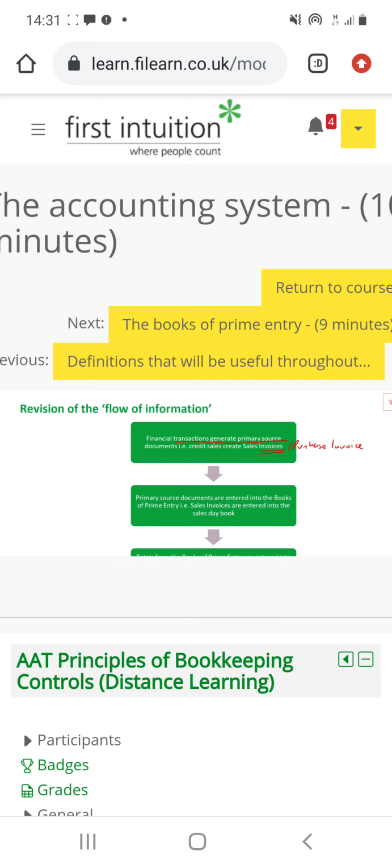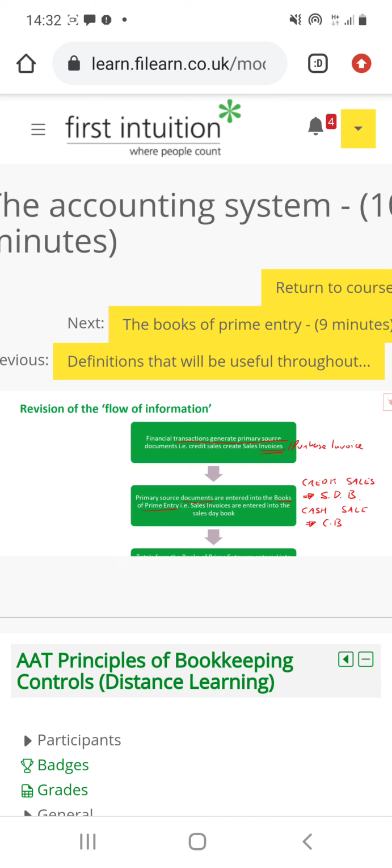Now, what then happens is that those documents, things like the invoices, get recorded in the books of prime entry. So it says there, sales invoices in the sales day books. This is where we just have to be a little bit careful, because remember, credit sales are the sorts of things that would go in the sales day book. If it was a cash sale, I would put that straight in the cash book.